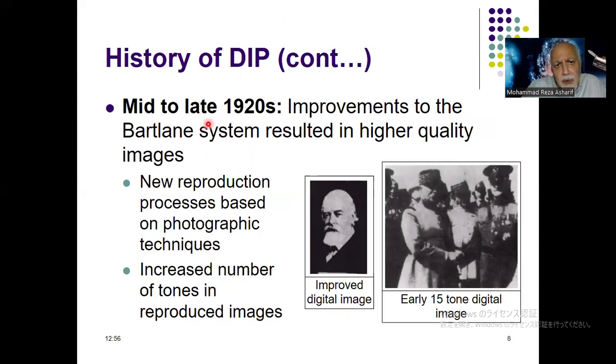In the mid to late 1920s, improvements to the Bartlane system resulted in higher quality images, with new reproduction processing based on photographic techniques and an increased number of tones in the reproduced image. For instance, these two images. This is a 15-tone image. Next.